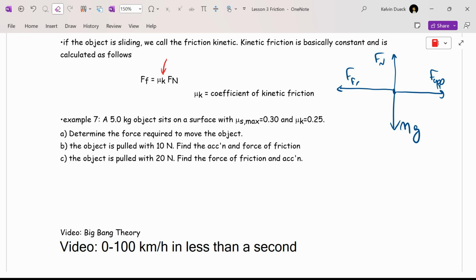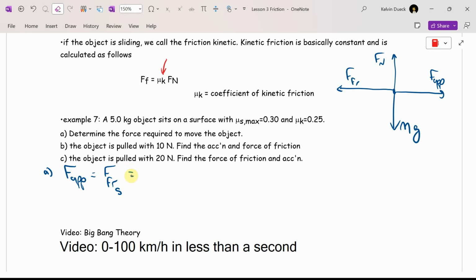A asks, determine the force required to move the object. I think the object will move when F applied exactly equals friction, but this is going to be static friction, friction when it's at rest. Technically, it's going to start to move when F applied is 0.00001 newtons larger than friction, but the tipping point is right when they're equal. So friction is what times what? It's mu times the normal force.